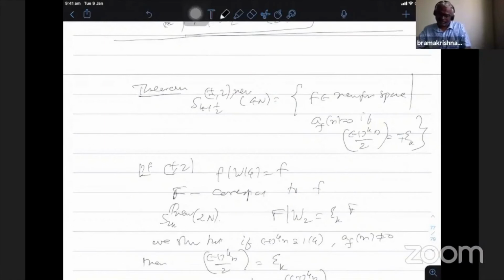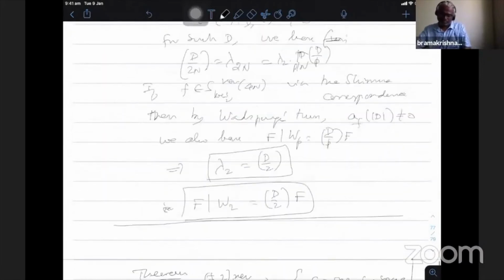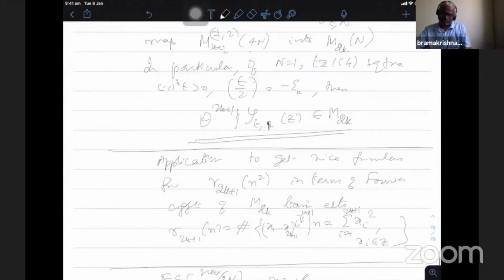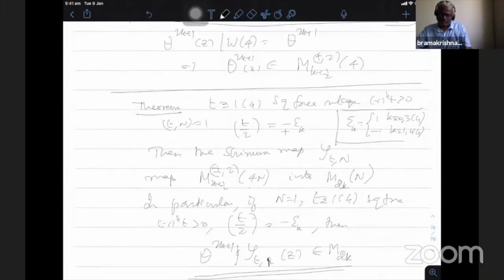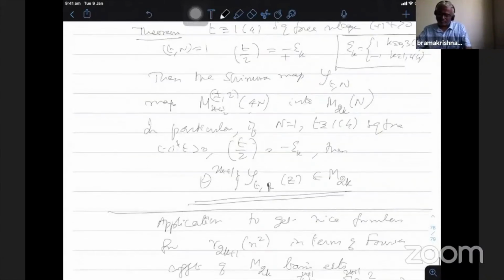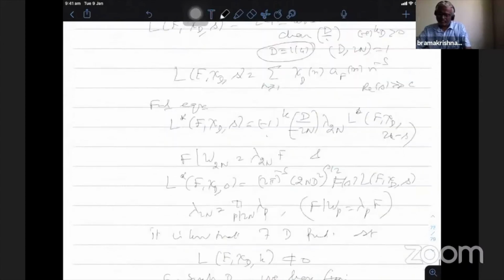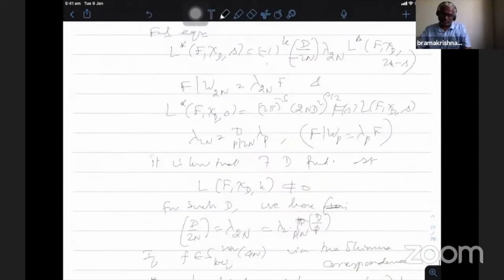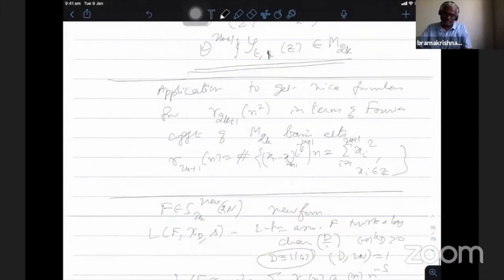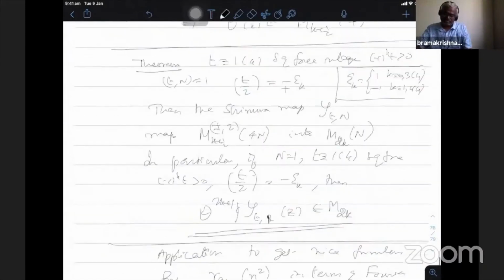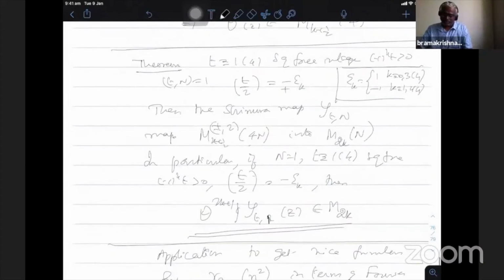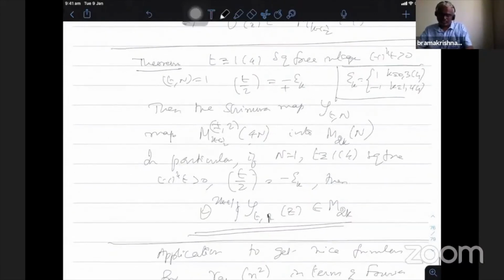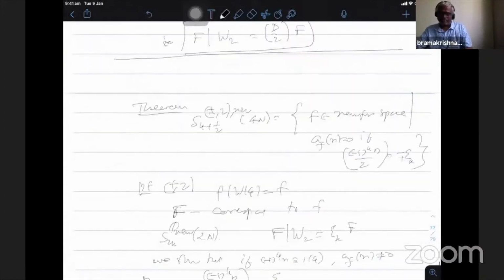Therefore, when you look at the theorem, and I have the theorem in hand, where did I write? You take the t by 2 equal to minus epsilon_k. So, when it is minus epsilon_k, the tth coefficient is 0, when f belongs to the plus 2 space essentially. Therefore, when I take this plus 2 eigenspace, that's what it says. Therefore, the Shimura map applied to these functions will be vanishing identically because that is the kernel.